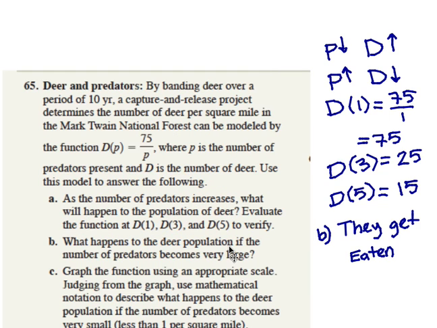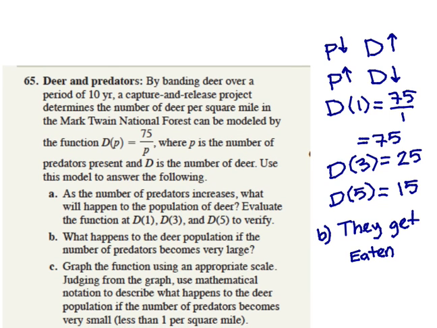So the last piece is graphing this function with an appropriate scale, and then describing what happens as our predators get very, very small. If we think about what this looks like, again, we have our generic 1 over x approach. In that first quadrant, which is realistically all we're looking at, this is what would happen. As we're approaching 0 predators, we see that our population continues to increase. If there are no predators, nothing's killing off the deer, it's going to continue to grow and grow.